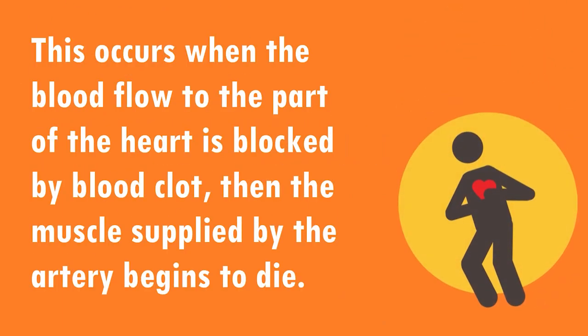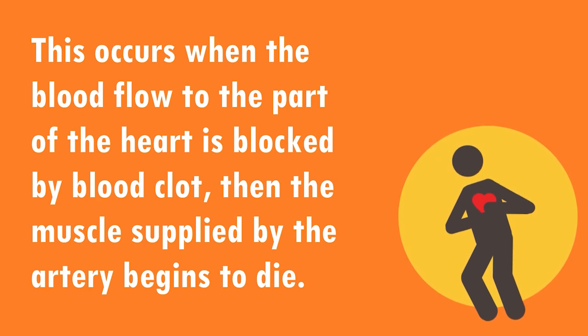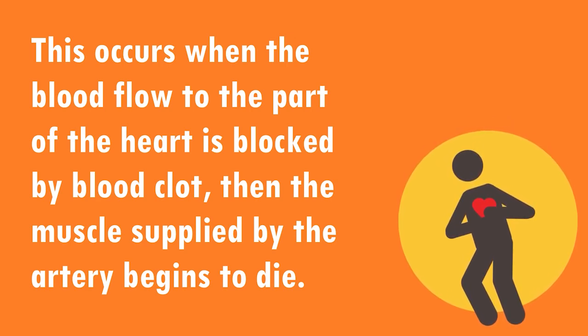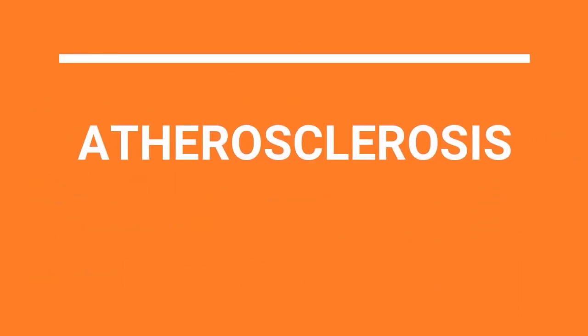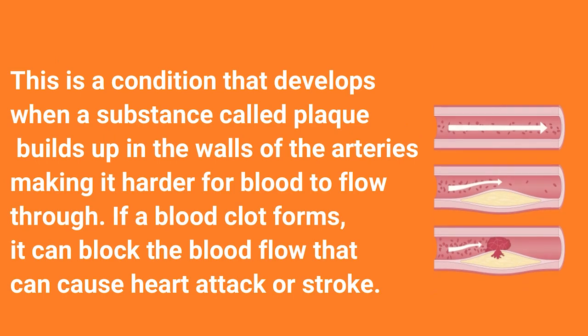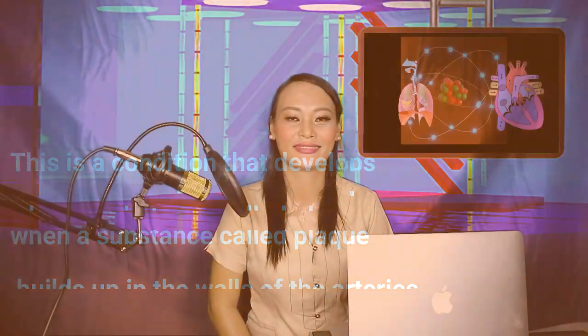Another is heart attack. This occurs when the blood flow to part of the heart is blocked by a blood clot. Then the muscle supplied by the artery begins to die. Lastly is atherosclerosis. This is a condition that develops when a substance called plaque builds up in the walls of the arteries, making it harder for blood to flow through. If a blood clot forms, it can block the blood flow that can cause heart attack or stroke.